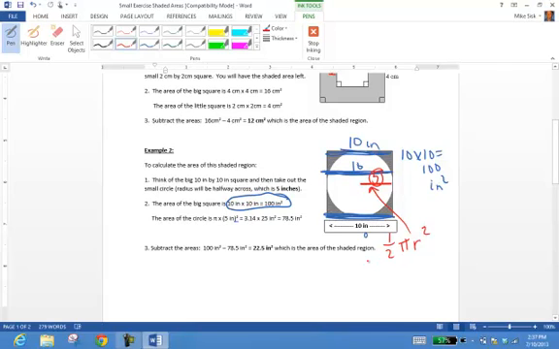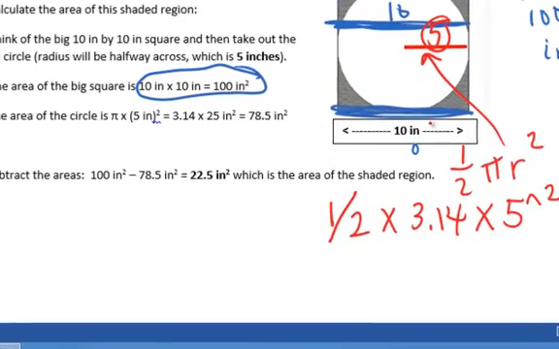So to get the circle area, I multiply 1/2, or on the calculator, 1 divided by 2, times pi. Pi is equal to 3.14, which I've mentioned before, times 5, which is the radius, and then I square that, exponent 2. And that's what I've written right here. If you do the math, this is 25, and you end up with 78.5 square inches.